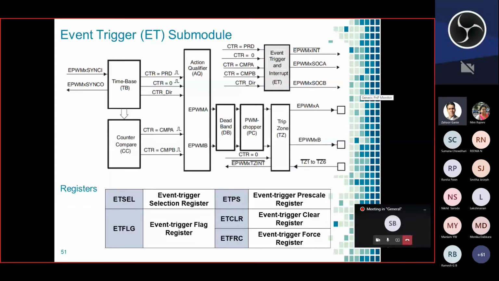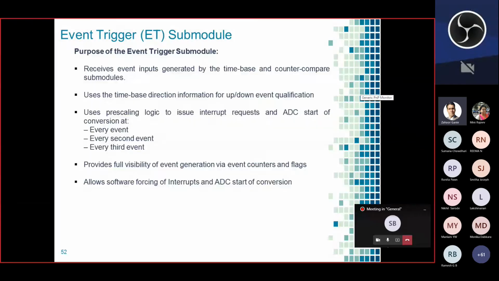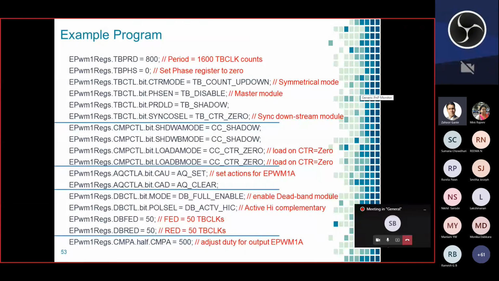And yeah, event trigger, this is most important again. All the events can be organized based on priority, and that will be done by using this event trigger or interrupt register. I won't go much deep into that. Yes, this is a very important thing I want to discuss with you.